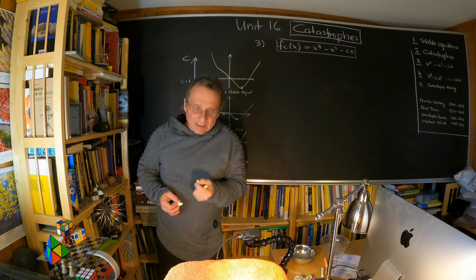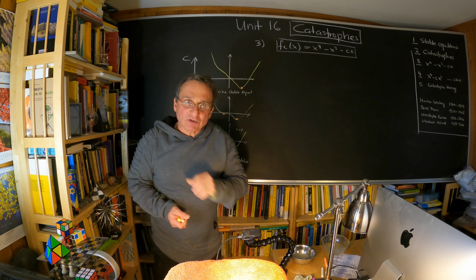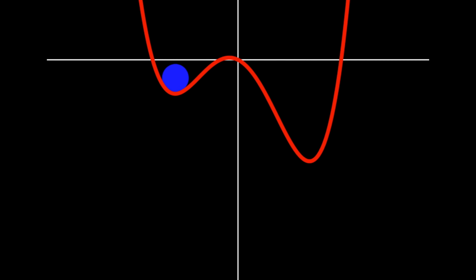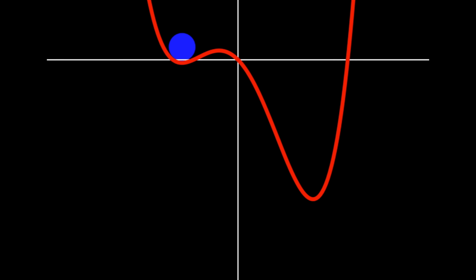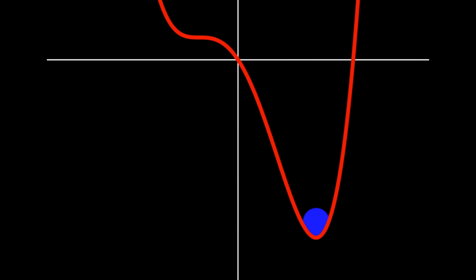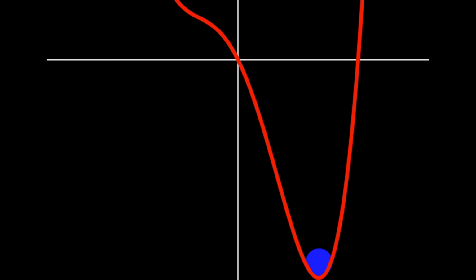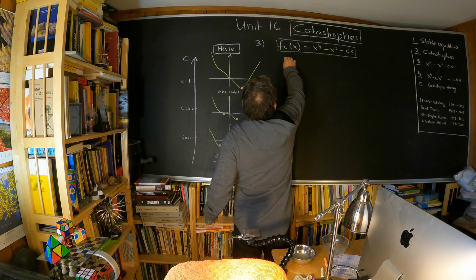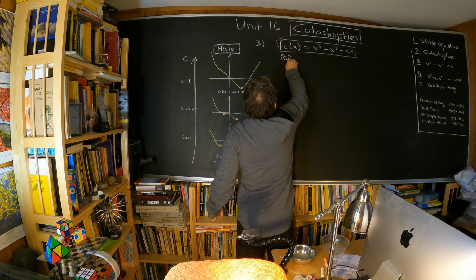But why is this a catastrophe? It's a catastrophe, as we showed in the movie, because the equilibrium point has changed in a discontinuous way. It was here and then it has moved here. So it has actually changed the bifurcation diagram.